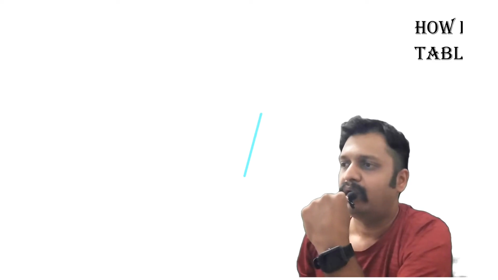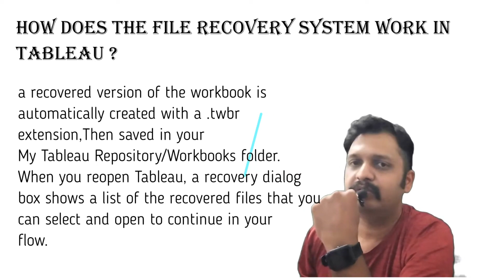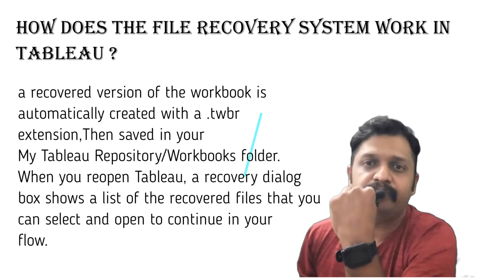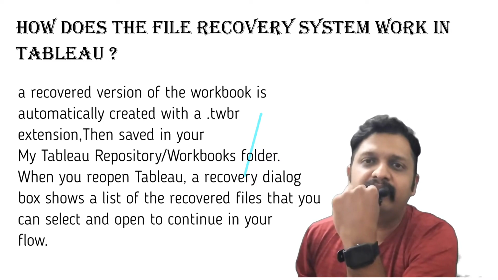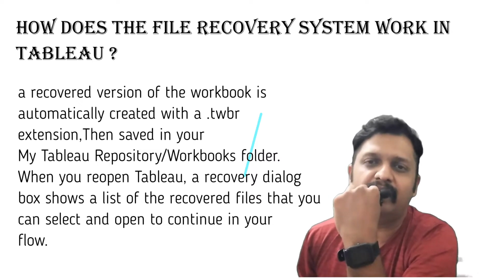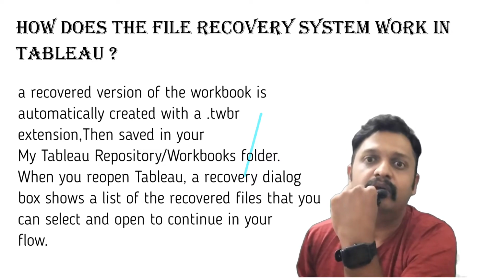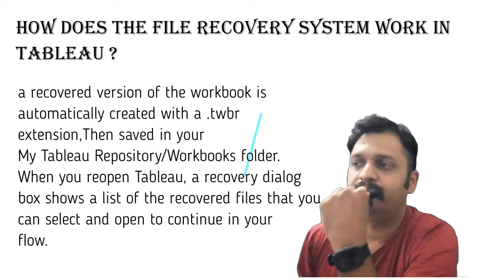Next question. How does the file recovery system work in Tableau? If Tableau crashes, a recovered version of the workbook is automatically created with the .twbr extension. Remember .twbr. R is for recovery. It is then saved in the same location as the original file, typically in your My Tableau Repository workbook folder. When you reopen Tableau, a recovery dialog box shows a list of recovered files that you can select and open to continue in your flow.